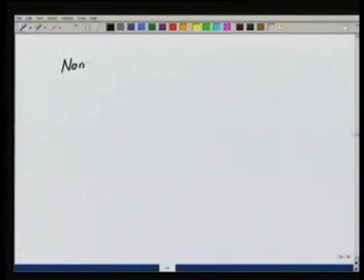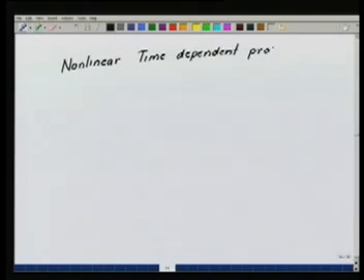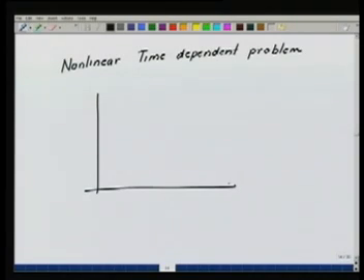Now the other issue is that when I have a nonlinear time dependent problem, it is a good idea that, let's say, I want to go to a particular load level.